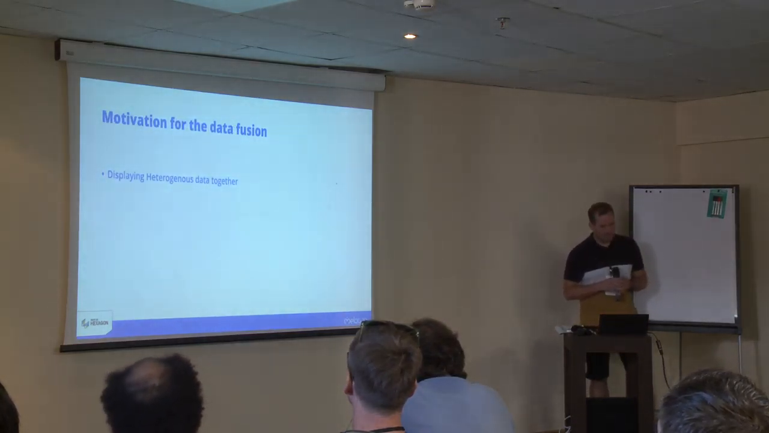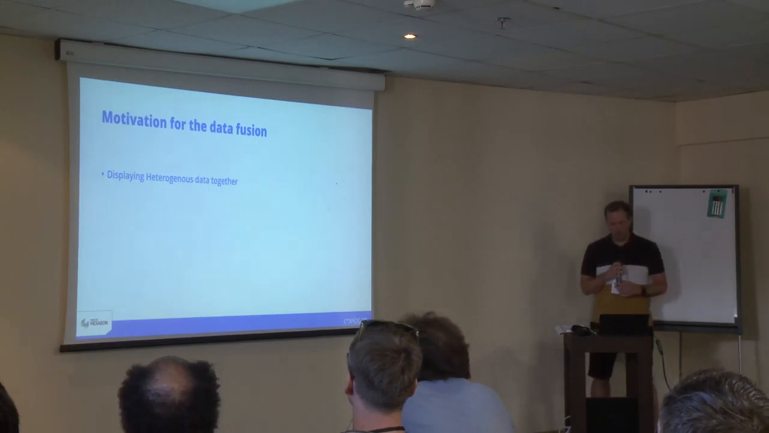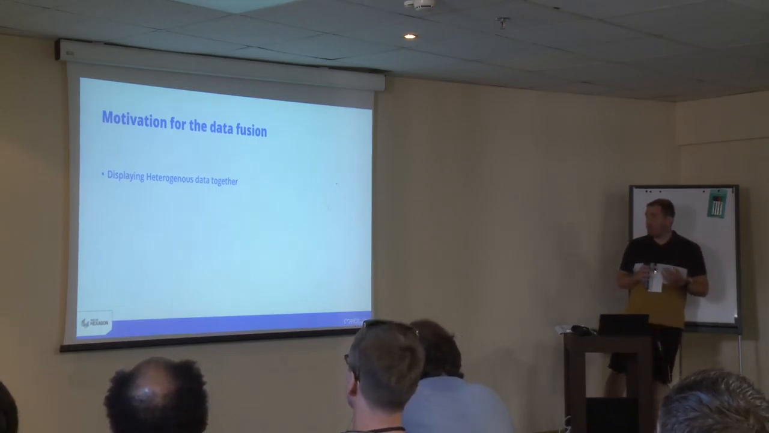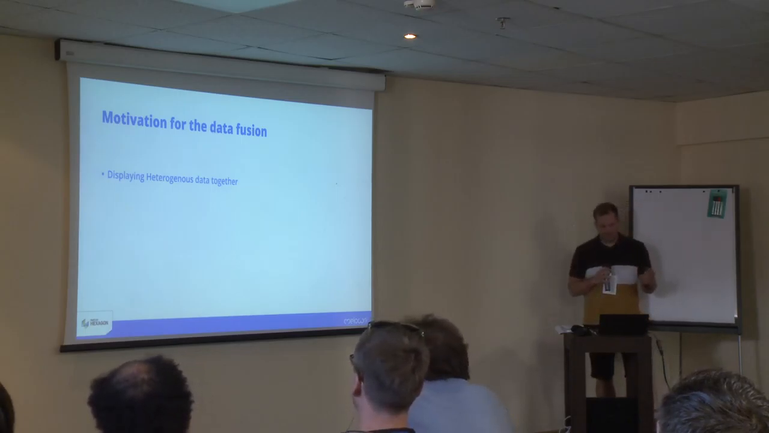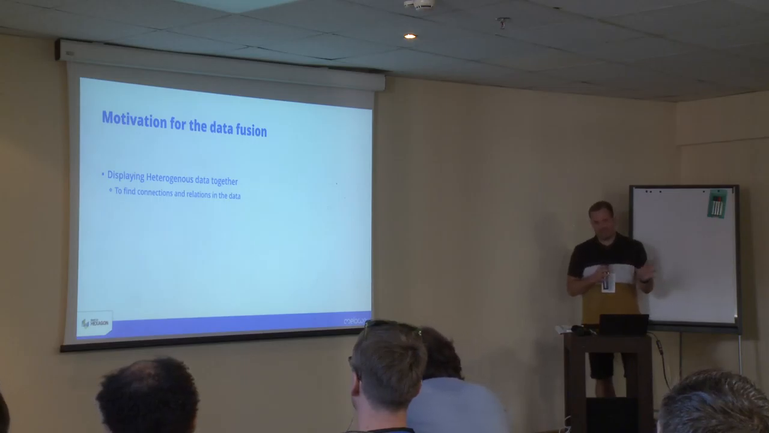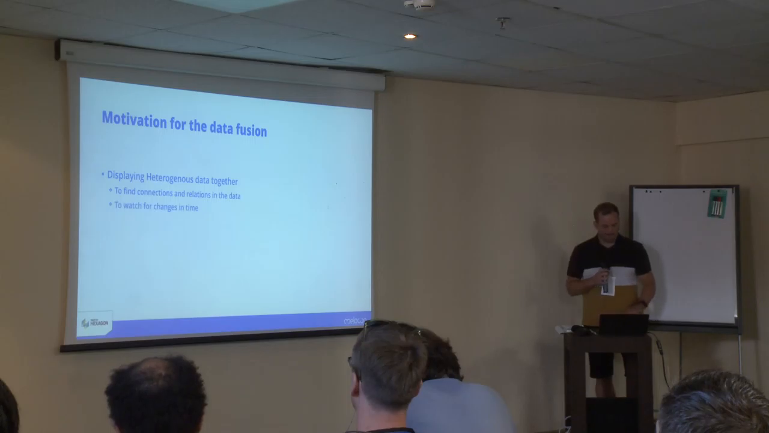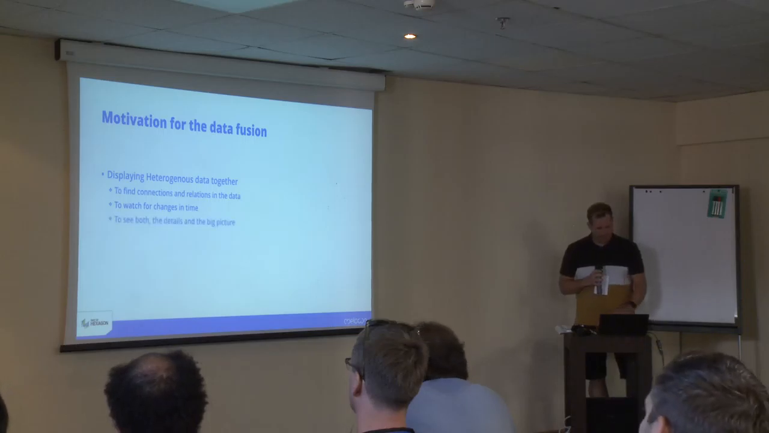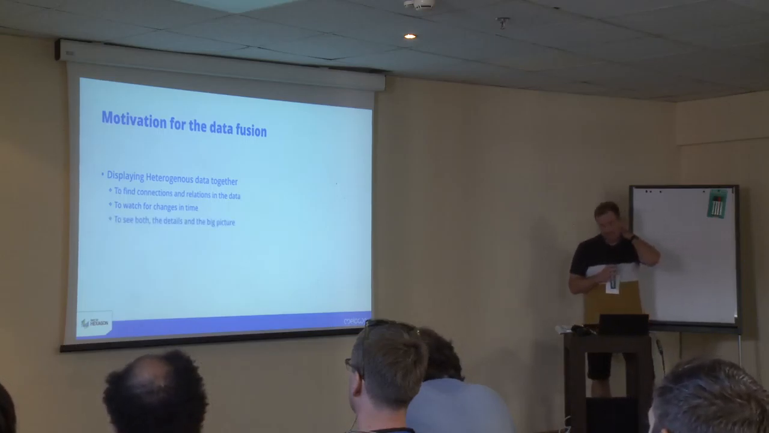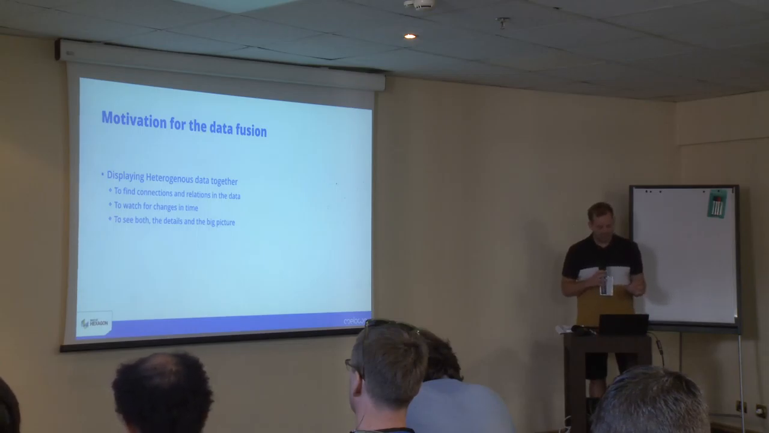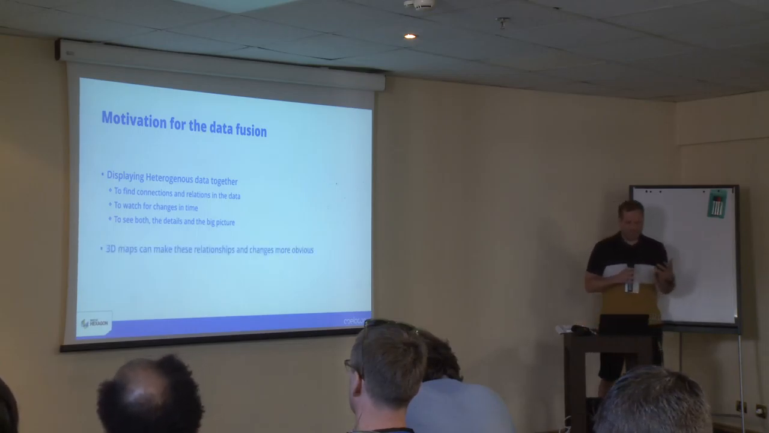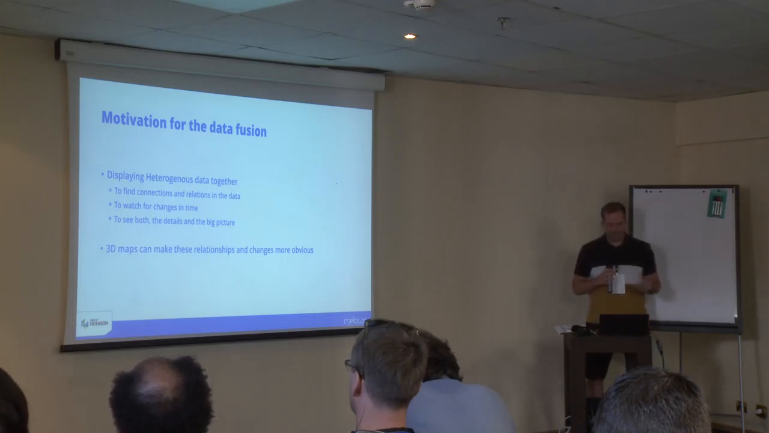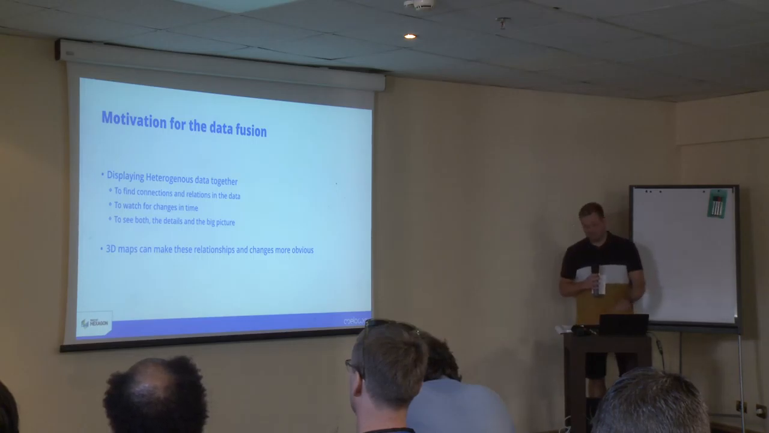To sum up, our motivation for data fusion: we want to display heterogeneous data together because we want to find connections and relations in the data. Also, we want to watch for changes in time, and we want to see details and the big picture together. And what is the important thing in 3D maps? 3D maps can make these relationships and changes way more obvious.